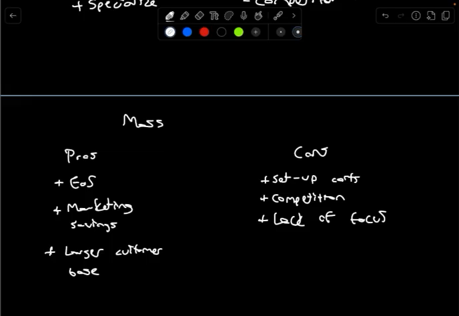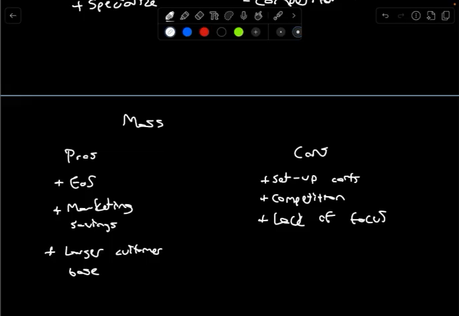Because they target various market segments, they achieve marketing savings because they can use one marketing campaign for many markets. And then because they target larger markets, they have larger customer bases, which helps with the other advantages listed above.